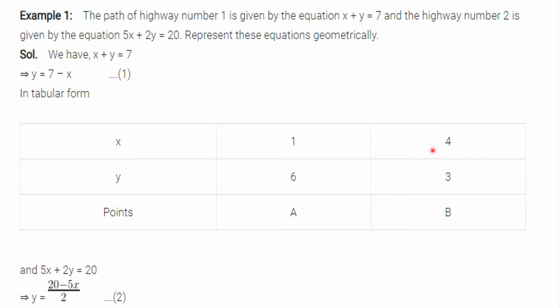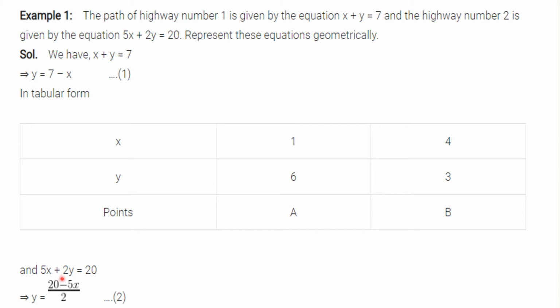Again, if I take the value x equals 4 and put that value in equation number 1, y equals 7 minus x, on solving we get y equals 3. I represent these points as A and B.